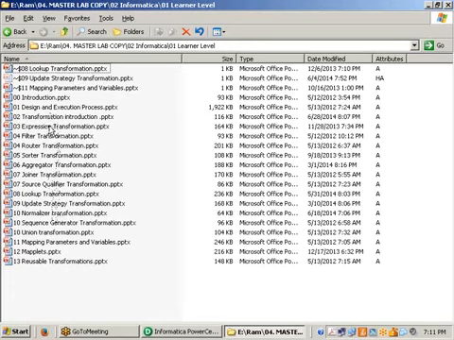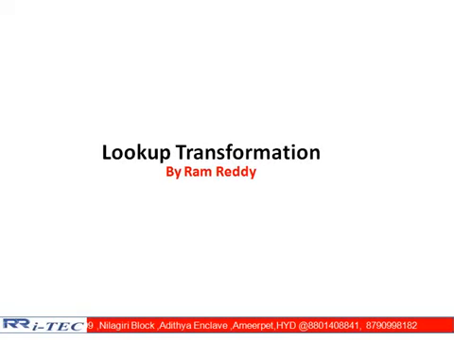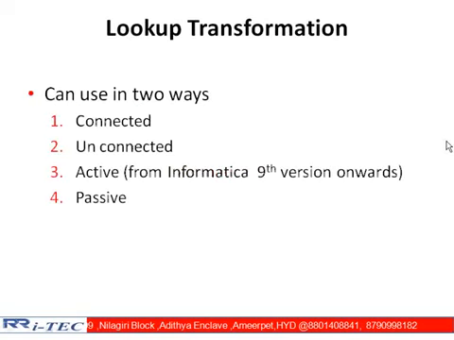Lookup transformation. Right, so if we go and see the lookup transformation properties, we have four properties that are going to be satisfied in the case of lookup. One is called connected, then unconnected, then active from the 9th version, and then passive. These four options are going to be satisfied throughout Informatica. Only one transformation is available, called lookup, which satisfies all four properties.